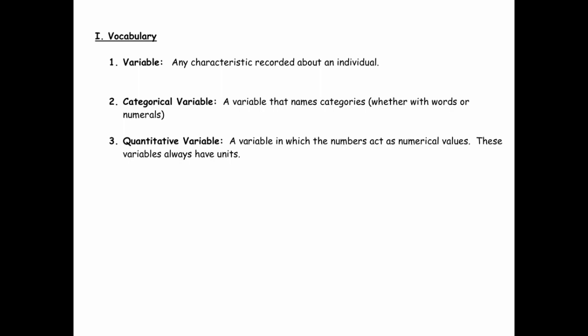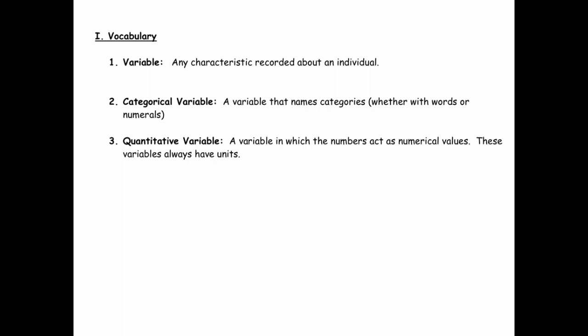We'll begin our study of statistics by introducing a few terms that we're going to need. The first is the word variable. So in statistics, a variable is just any characteristic recorded about an individual. Now this can be broken down into two main categories or types of variables. The first is a categorical variable. And a categorical variable is just a variable that names categories.